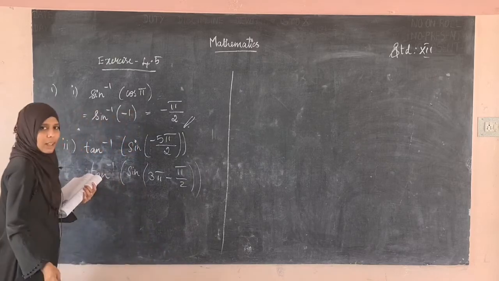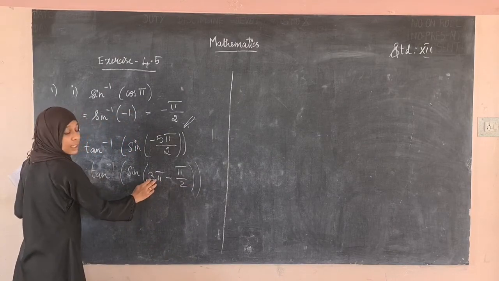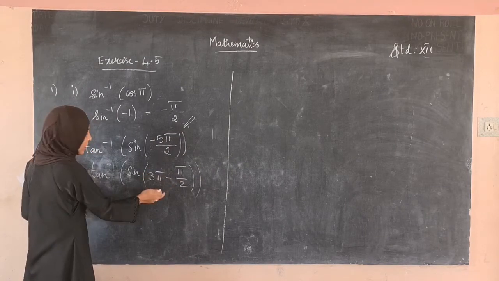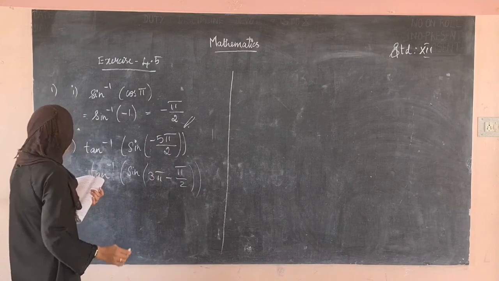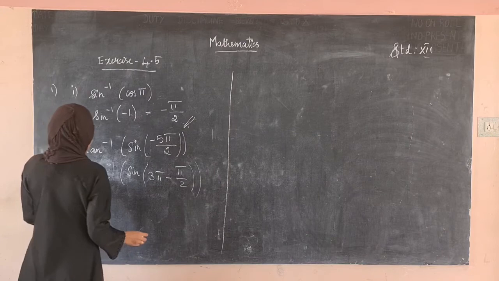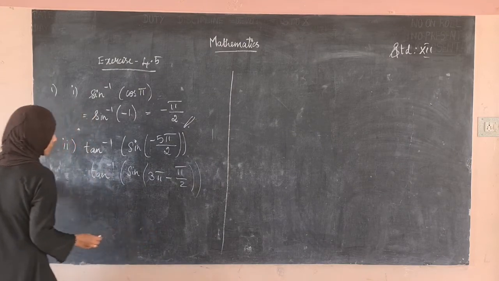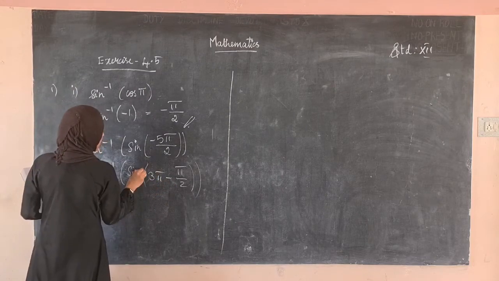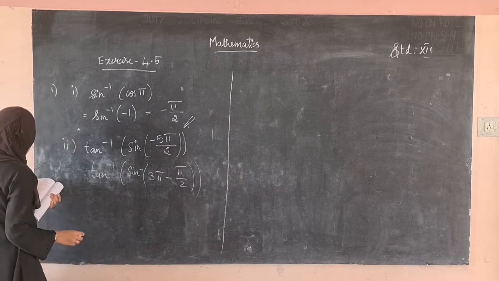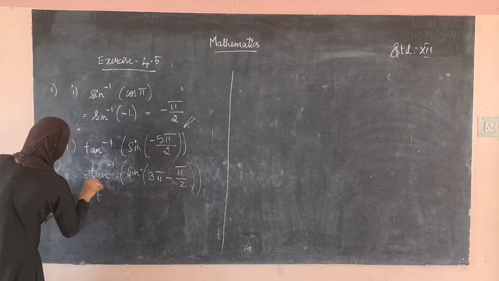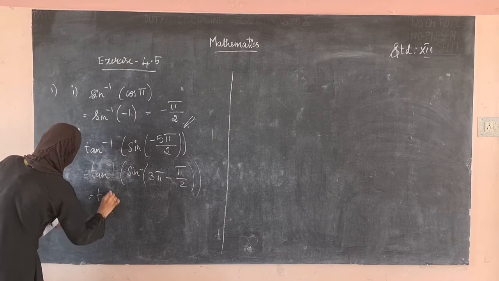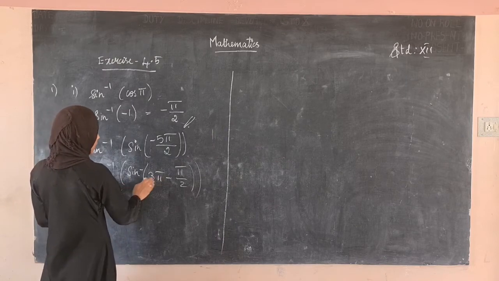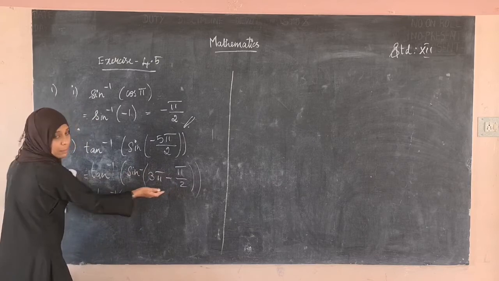What is 3 pi minus pi divided by 2? 3 pi into 2 is 6 pi, minus pi divided by 2 is 5 pi divided by 2. Okay, this is what we have to find. This is 3 pi minus pi by 2, this is 6 pi minus pi by 2, right? This can be written as minus of that. Then what happens here? It is equal to tan inverse of sine of minus 3 pi minus pi by 2, which is sine of minus pi by 2 will be the answer.